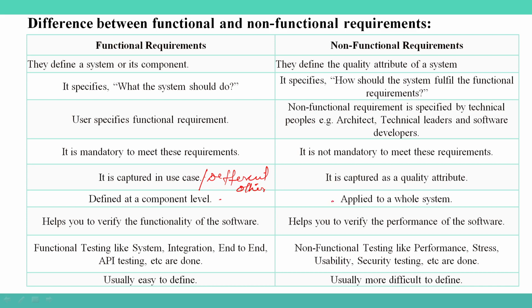as a whole system. Functional requirements help to verify the functionality of the software; non-functional requirements help to verify the performance of the software. Functional testing includes system integration, end-to-end, API tests, etc. Different types of testing are done. Non-functional testing like performance, stress, usability, security, etc. are done. Functional requirements are usually easy to define, but non-functional requirements are more difficult to design. So these are the major differences between functional and non-functional requirements.